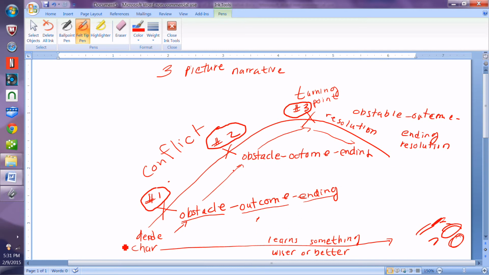And we also have our characters, so you're going to decide on your character. And we like it when our character learns something and becomes wiser or better at the end. So that's another thing that you've got to work into this narrative. So there's a lot of things you're weaving into this story. You only have 3 chapters to do this in, and each chapter will probably be about 300 words.